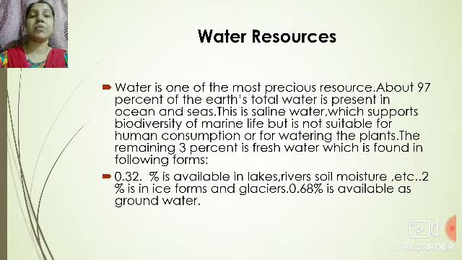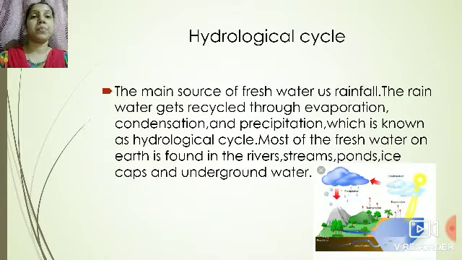The other remaining 3% is fresh water, and it is found in the following forms: 0.32% in the form of rivers, lakes, soil moisture, etc., 2% in the form of ice glaciers, and the remaining 0.68% in the form of groundwater.